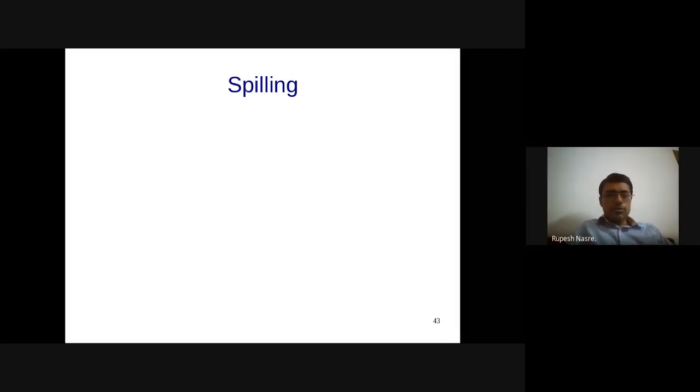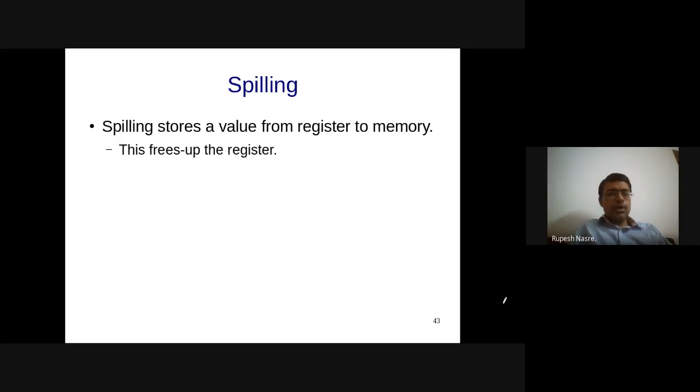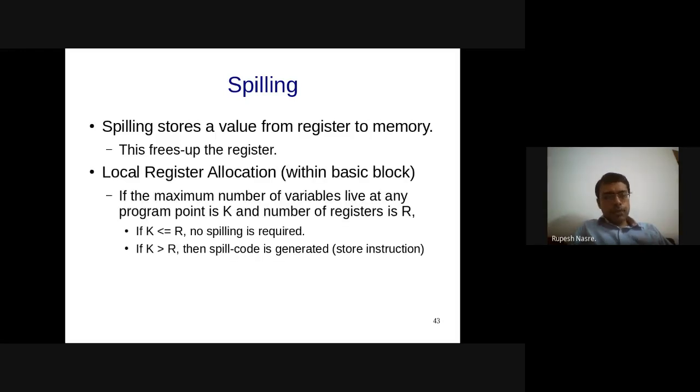Okay, it's almost time. But let me just quickly initiate the discussion on spilling. So spilling stores a value from a register to memory, right? So this frees up the register, and within a basic block, I think this will require some discussion for local as well as global. So I'll come back to this maybe in the next class, which might be on Tuesday, because on Monday we are going to have the doubt session. Any quick questions?